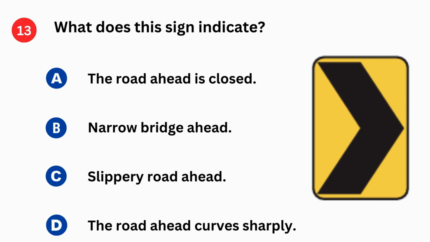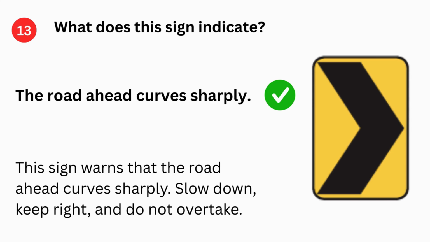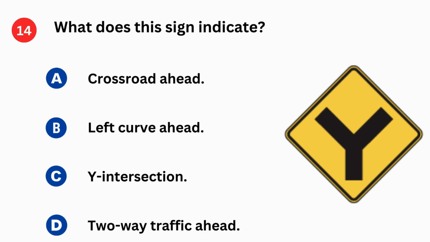Options are A. The road ahead is closed. B. Narrow bridge ahead. C. Slippery road ahead. D. The road ahead curves sharply. The road ahead curves sharply. Explanation. This sign warns that the road ahead curves sharply. Slow down, keep right, and do not overtake. What does this sign indicate?